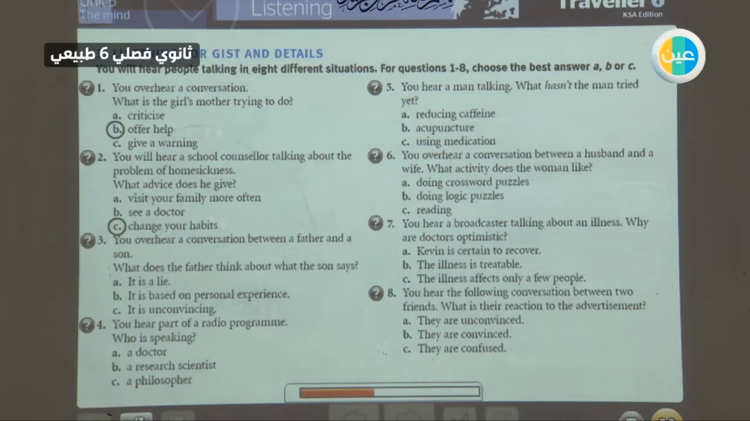Okay, so the father, what do you think that he believes? He believes that what he's saying is not convincing. He is not convinced. Let's start with 4.